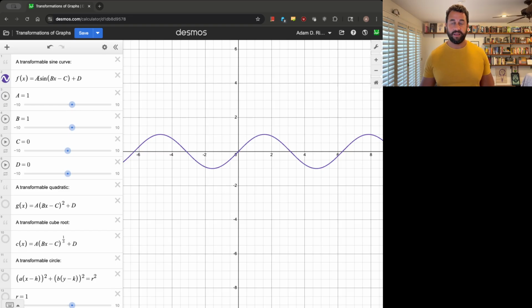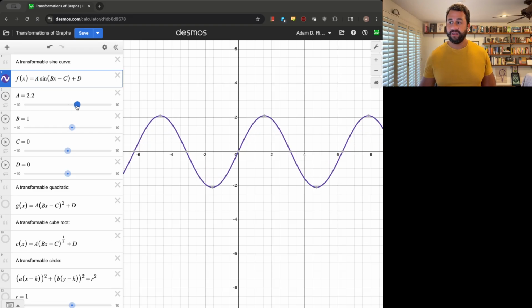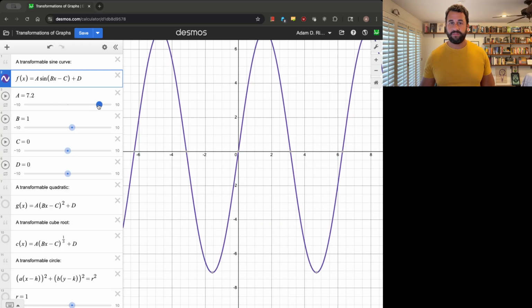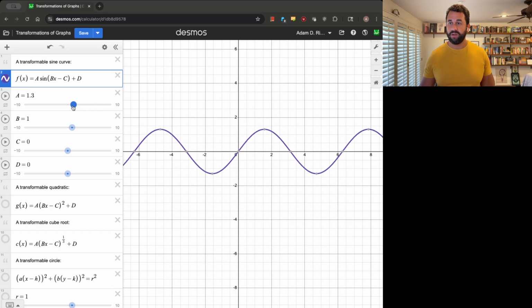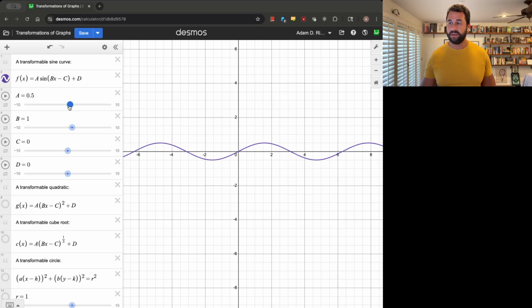Now let's look at A, okay? So A is taking the sine function and stretching it or compressing it, depending on the size of A, right? So here A is 1, but if I increase A, it stretches the graph vertically, right? Now let's go back to A equals 1. No change. Now look what happens when I shrink the size of A. If A goes between 0 and 1, if A is like 0.9, 0.5, we're getting a vertical compression. We're taking all those outputs and squishing them by a factor of 1/2.